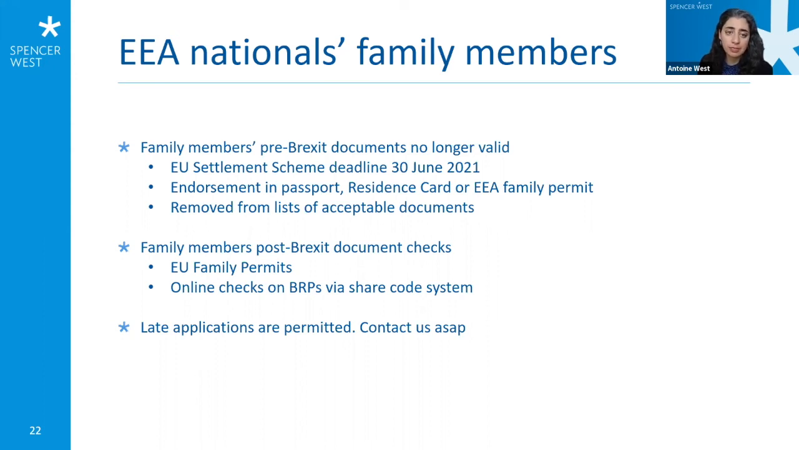The post-Brexit document checks can be done on EU family permits as a physical document, and then non-EU national family members of EU nationals will have BRP cards, so you can check that via the share code system. Now, late applications are permitted to the EU settlement scheme. So if you come across anybody who still only has the old style documentation, they do need to apply, and please get in touch with us as soon as possible in those situations so we can sort out their status.